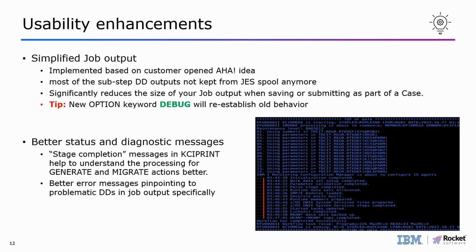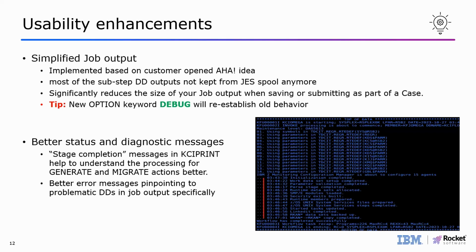First of all, the substep DD outputs are very limited at this point, and they expose only those DDs that are relevant, for example, in case there are errors. You can still go back and see all of them if you use the option keyword debug, but that's really for those that really want to look at all the little details.